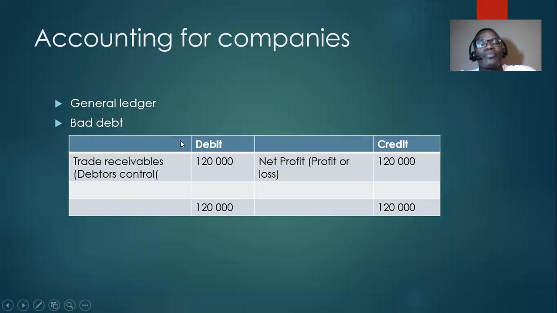Then your bad debt is an expense, an increase on the debit side, trade receivables 120. As we say, expenses and income don't have closing balances, so they are closed off to net profit or loss, so that you can determine the amount that is taken to retained earnings. You can refer to lecture 2 where we covered this in detail.